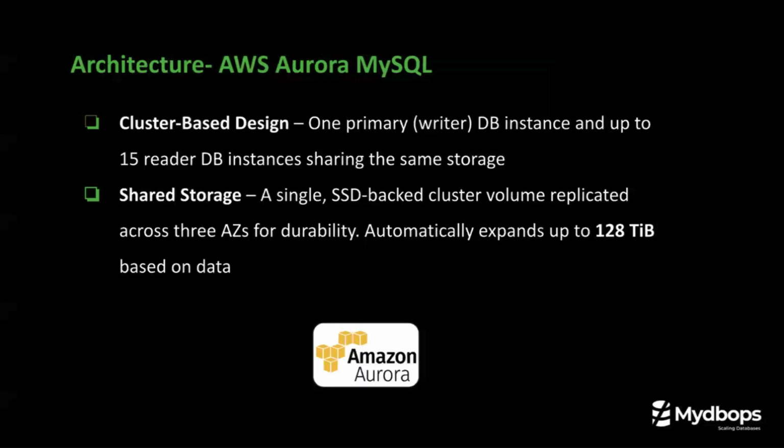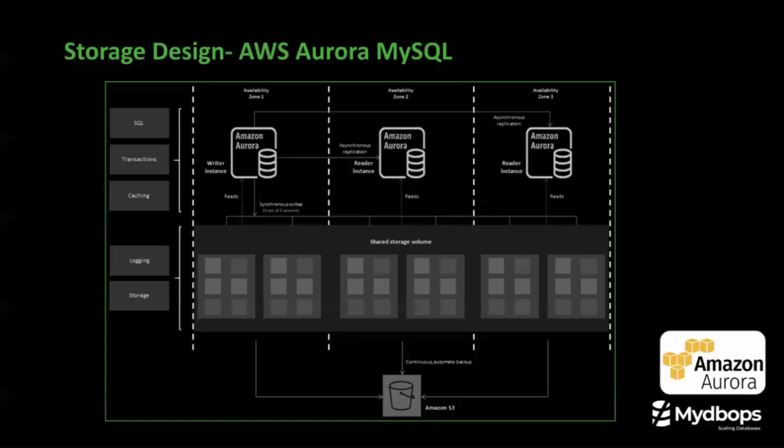Now let's look at how Aurora MySQL is designed. Unlike traditional RDS MySQL, Aurora follows a cluster-based architecture. In an Aurora cluster, there is one primary instance that handles all writes, and you can have up to 15 reader instances to distribute read traffic. This makes it highly scalable for read-heavy workloads.